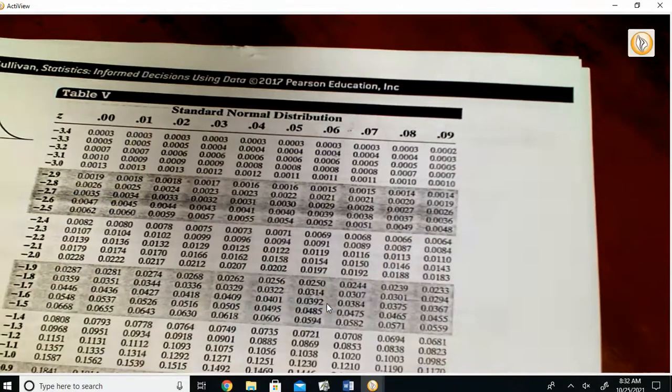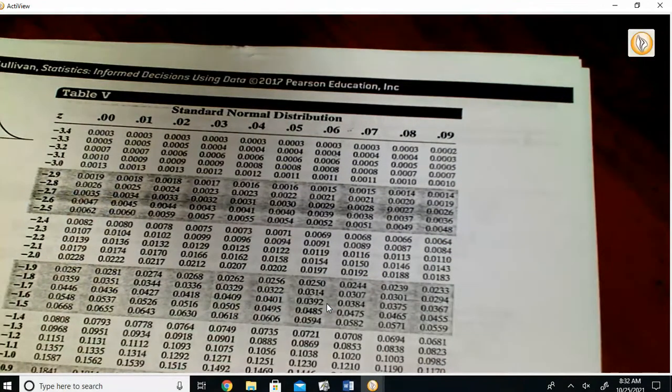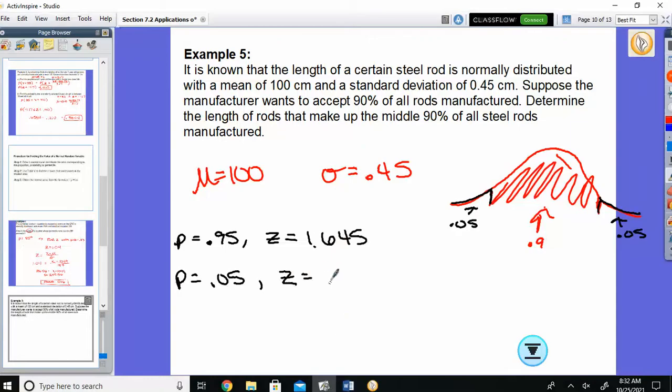So the middle of that would be negative 1.645. What do you notice about those two numbers? They're the same, because isn't the normal curve symmetric? Since we had equal percents on both sides, it's just a positive z for above the mean and a negative z for below the mean. Okay, so now I wanted the actual lengths.